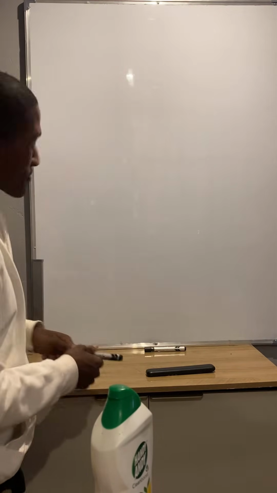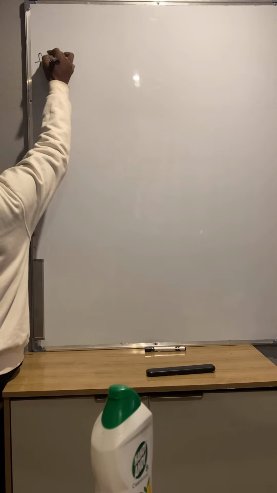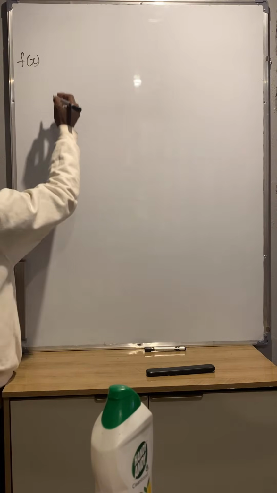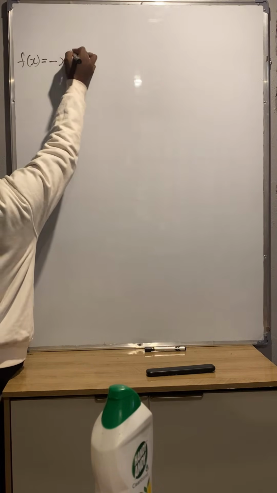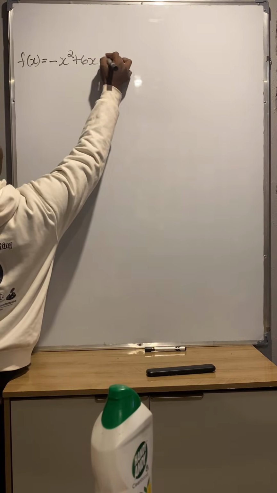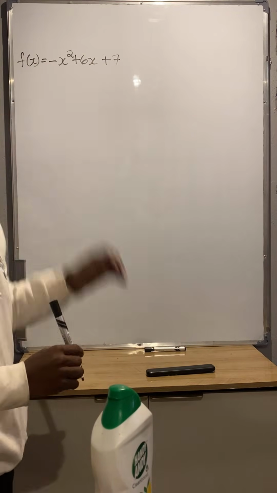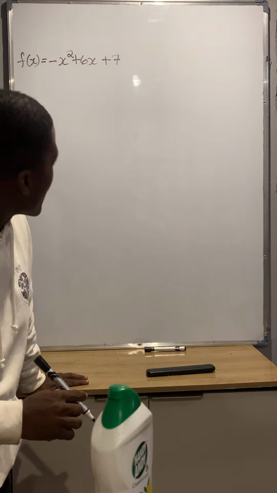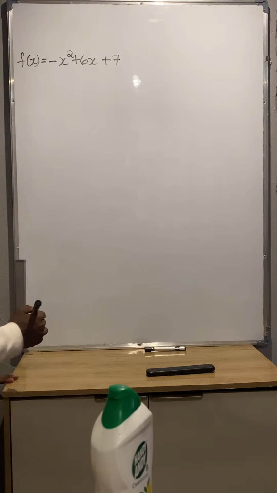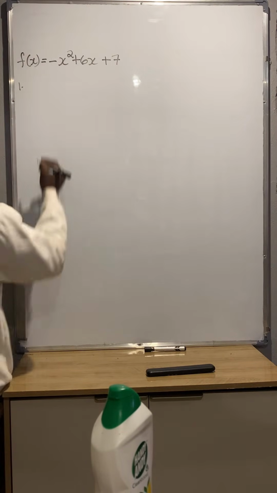Okay, guys. Recall f of x is equal to negative x squared plus 6x plus 7. That's our function again. But determine the coordinates of the turning point. Guys, determine the coordinates of the turning point. What are the coordinates of the turning point?